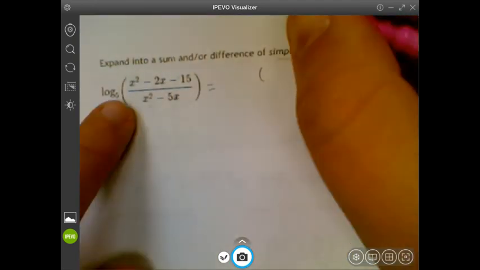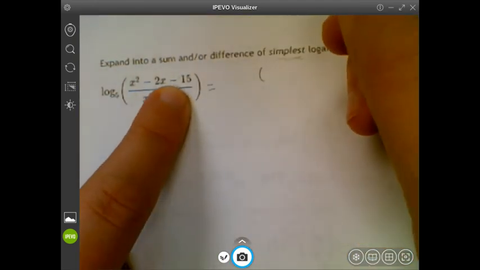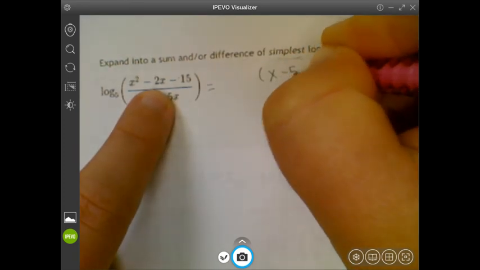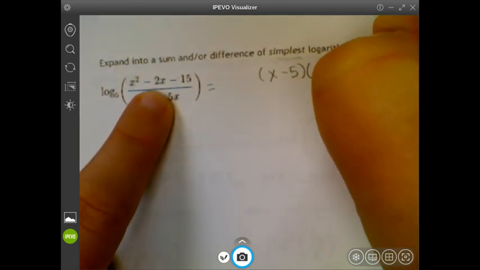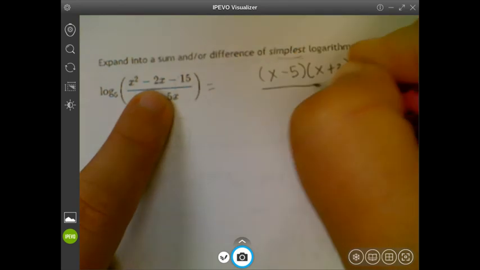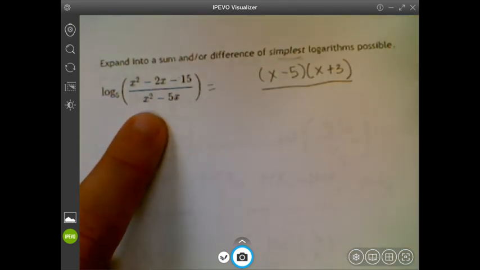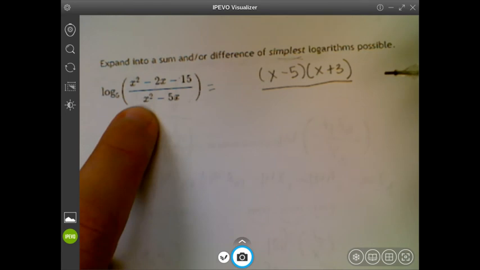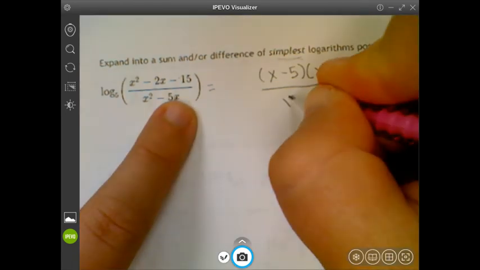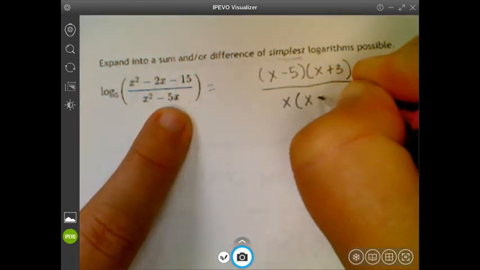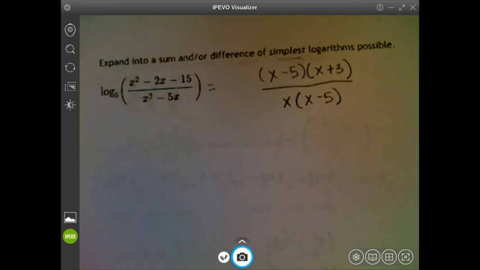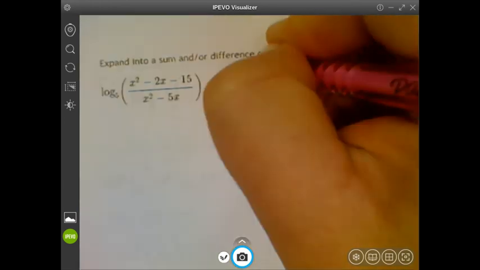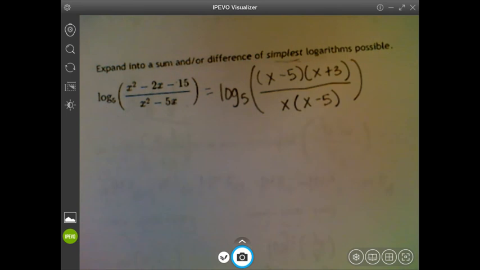So the numerator would factor two numbers that multiply to be negative 15, add up to be negative 2. That's minus 5 and positive 3. The denominator, still a quadratic, but it only has 2 terms. So looking at that, I can tell that they have something in common, and what they have in common is an x. Left over would be x minus 5. And you're doing the log base 5 of this whole thing.